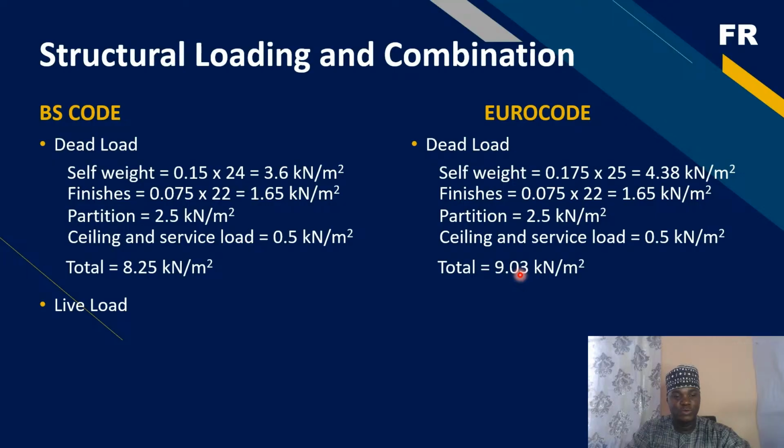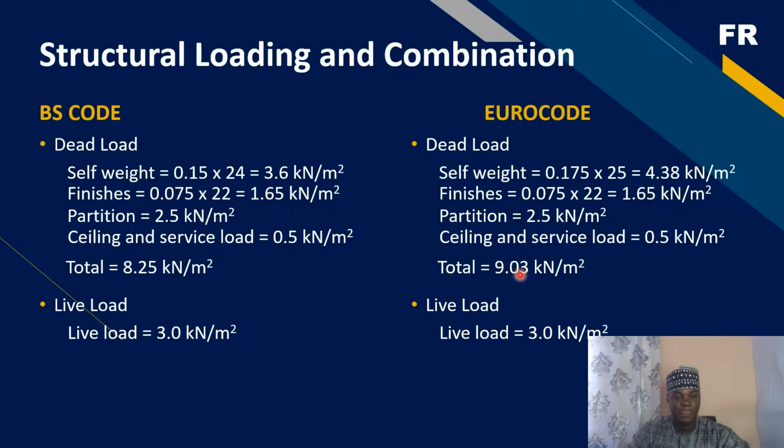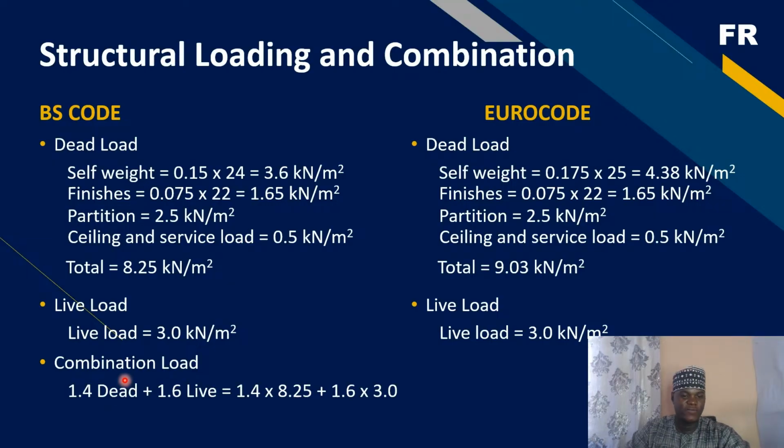For the live load, we assume a live load of 3.0 for both codes. Because of this, we can now have a combination load. This is the load combination to combine both the dead load and live load together. For the BS code, we have 1.4 dead load plus 1.6 live load. We substitute our values, and we have a design load of 16.35.